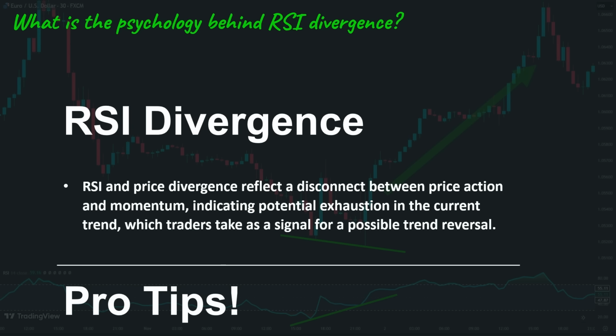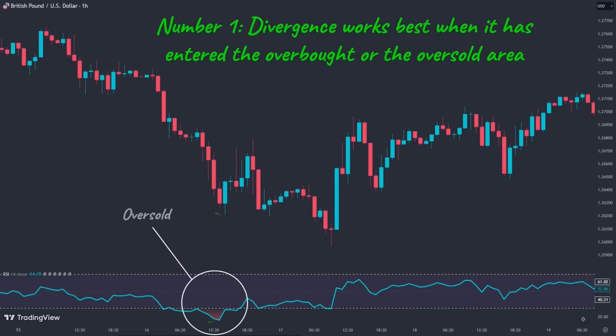Now, here are some pro tips for making the RSI divergence more effective. Number 1. The RSI divergence works best when it has entered the overbought or the oversold area. It shows that, firstly, the price has increased significantly and rapidly, indicating a potential reversal or correction may occur soon. Secondly, the divergence signals a possible market structure shift.